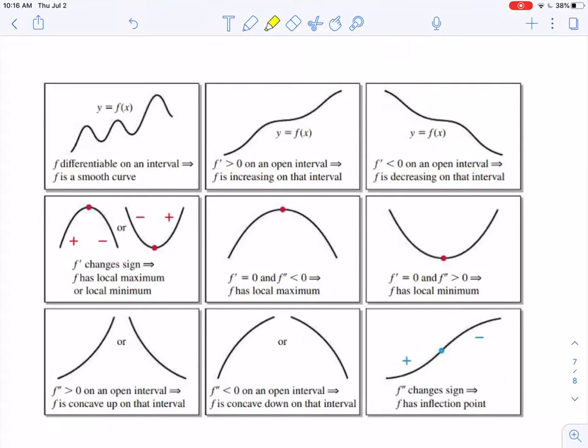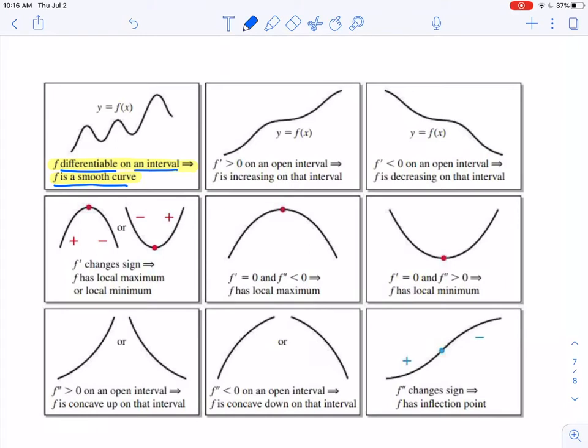First up, this is something that we didn't actually explicitly state, but it says if f is differentiable on an interval, then f is a smooth curve. And I'm glad we're going to talk about this here. If a function is differentiable, what that really means is that the derivative exists. So if the derivative exists on an interval, then f is a smooth curve. And hopefully this makes sense if we think about it.